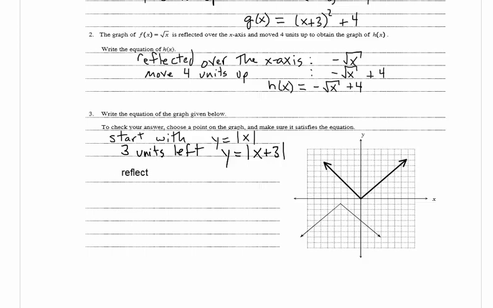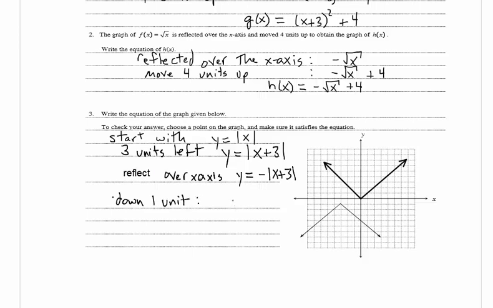So when we reflect over the x-axis, we're going to have the negative sign out in front of the function. So we have y is equal to negative the absolute value of x plus 3. And then the last thing we want to look at is the vertical shift. And we move down 1 unit.